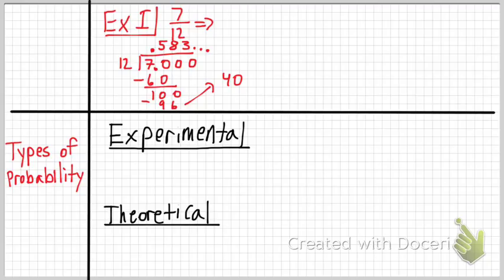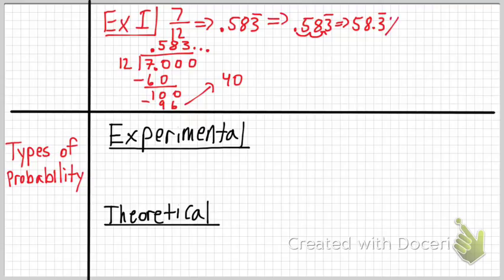So we can convert this to 0.583 repeating. You can also just use a calculator for that. Or if I want to get a percent, then I'll say 0.583 repeating and just move the decimal 2 places. So this becomes 58.3 repeating percent. Or if we want to round this, it becomes 58%.